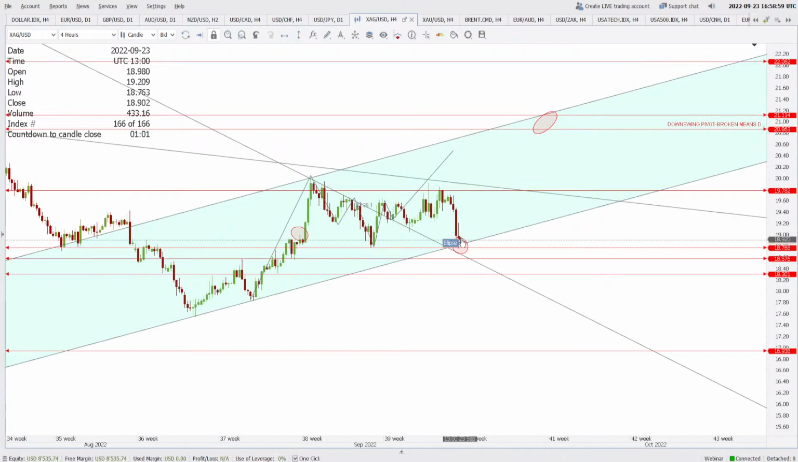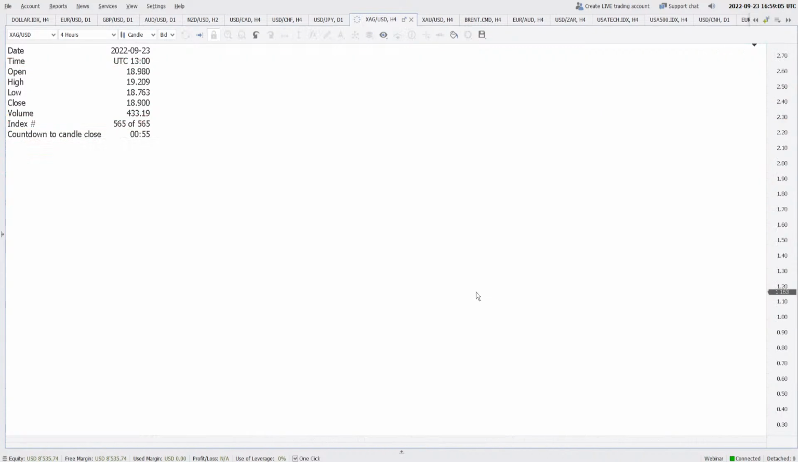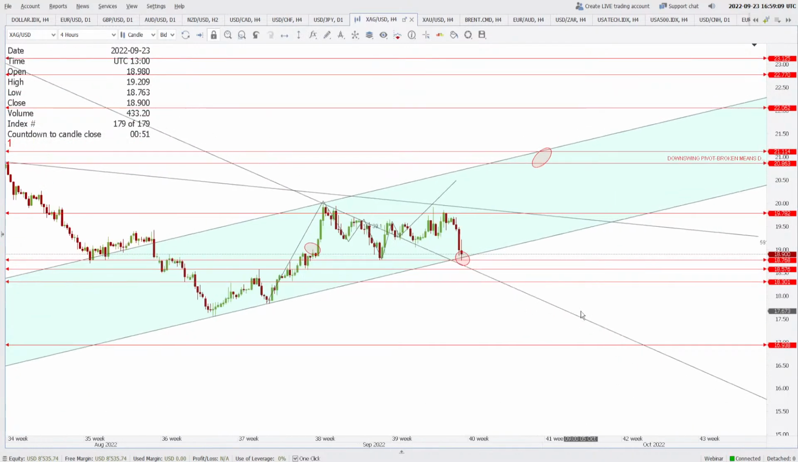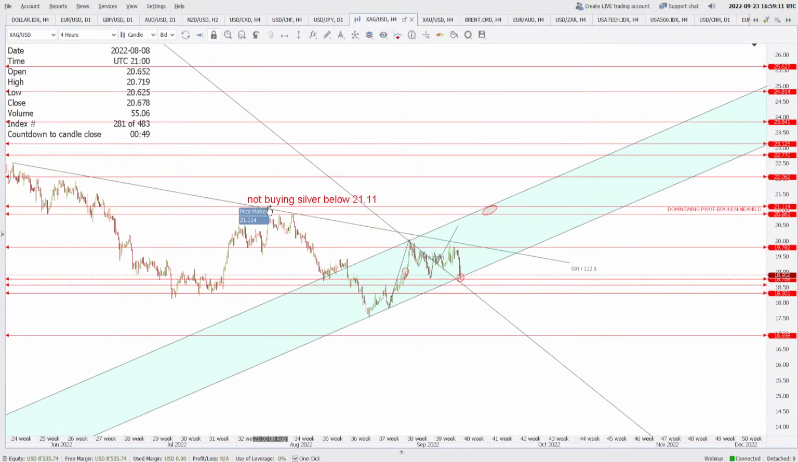The bulls may want to buy it here, but if they don't buy, then we are going to enter short below 18.30. Because this is a selling market. This is a selling market. Just bear this in mind that we have a plan. We have a plan that we are not buying silver below 21.11.